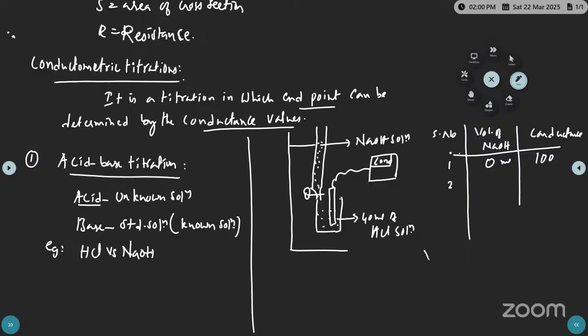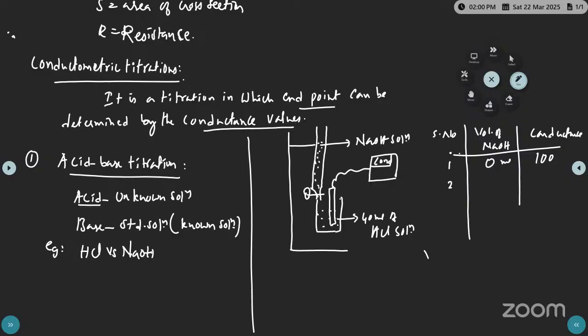Okay, when the sodium hydroxide is added to the HCl solution, what about the conductance? Is it increases or decreases? Initially we took 40 ml of HCl solution and its conductance is, let's say, 100 ohm inverse centimeter inverse. After that, add 1 ml of sodium hydroxide solution to the HCl solution which is present in the beaker, and note down the conductance of the mixture.